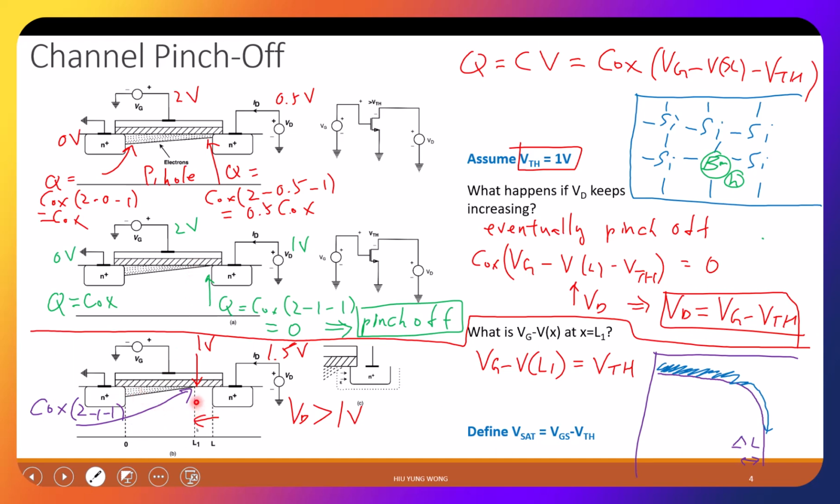From the drawing point of view, at least. If you assume the distance from L1 to L is very tiny, this picture is exactly the same as this. So if I keep increasing VDS, if this is still very tiny, I should have the same current, right? Because they're exactly the same, just look at the drawing. The only difference between these two drawings is that I have a gap here. But let's assume this gap is very tiny.